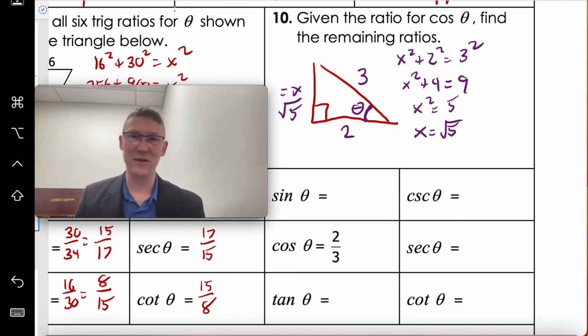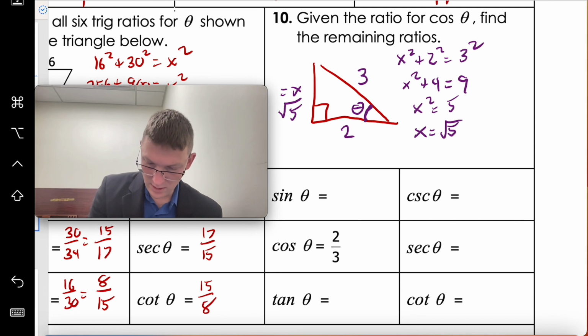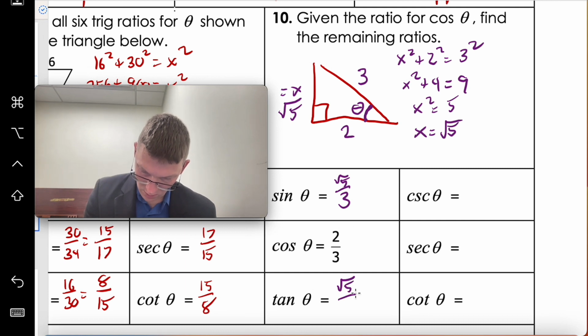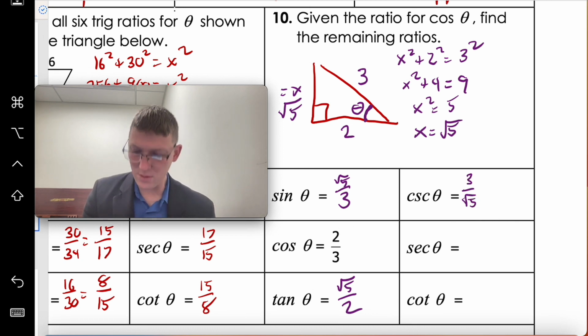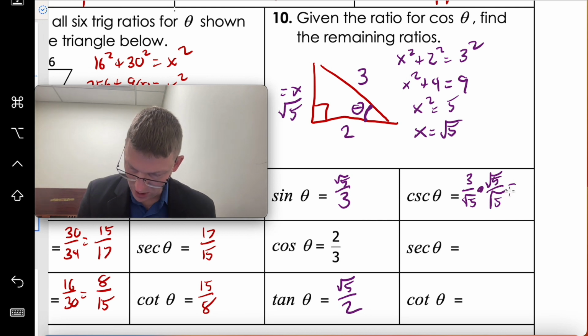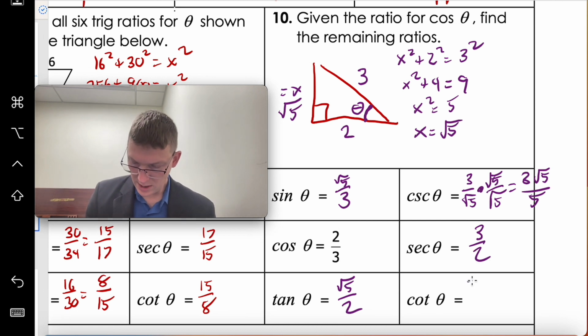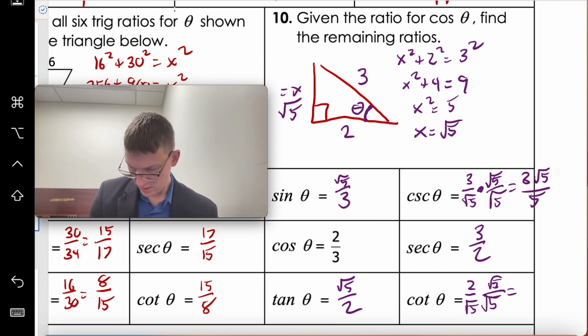So then from there, we can find all the rest of them, right? So sine of theta is going to be opposite, square root of 5 over 3. Tangent is going to be opposite over adjacent, so that's going to be square root of 5 over 2. Cosecant is going to be the opposite of sine, 3 over square root of 5. Oh no, we can't have a square root in the denominator. That's okay. We will just rationalize it. No big deal. So now we have 3 square root of 5 over 5. Don't even have to simplify from there. Secant is just going to be 3 over 2. And then cotangent is 2 over square root of 5. Oh no. We'll rationalize it. That's okay. Ugh. So then we're going to have 2 square root of 5 over 5.